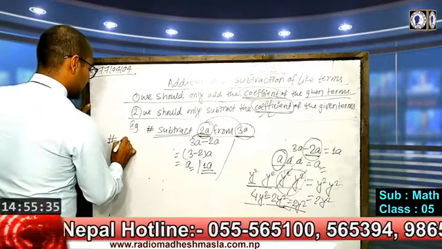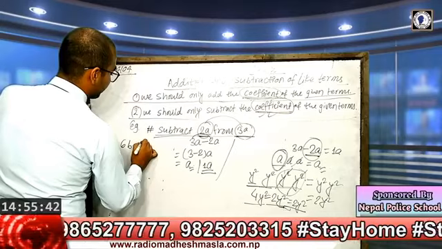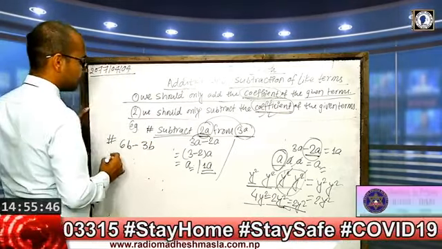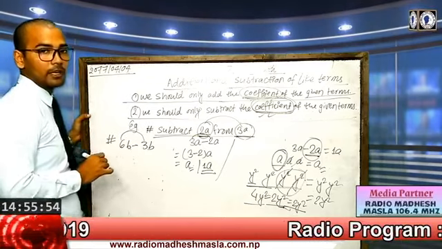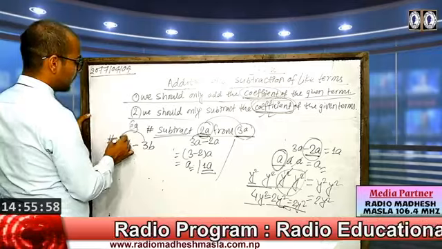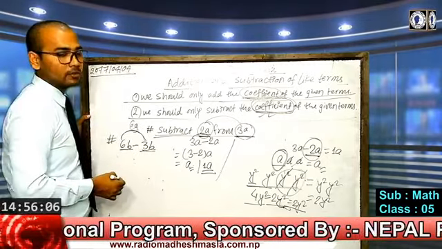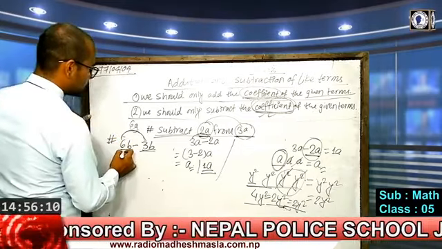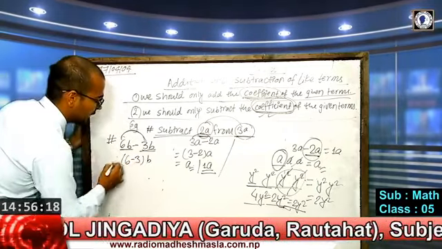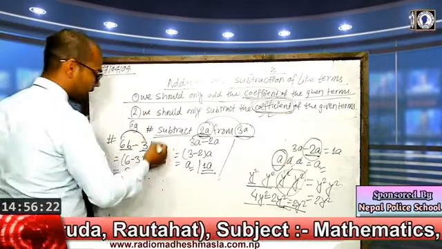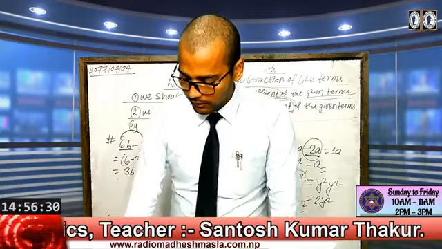6b minus 3b. Again we should follow the rule of subtracting coefficients. Here we have two terms, 6b and 3b. These are like terms and their coefficients are 6 and 3. So we should subtract 3 from 6. Then 6 minus 3 should be written in a bracket and b written after the bracket, which is equal to 3b, or you can write it directly as 3b. In this way we can add and subtract like terms.